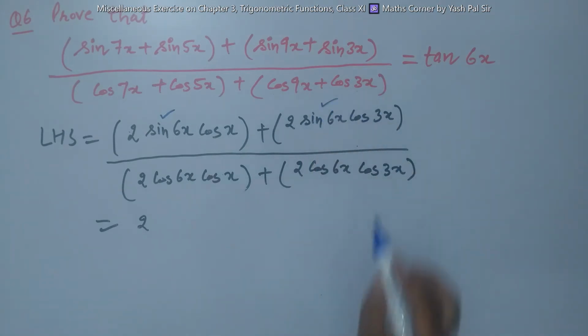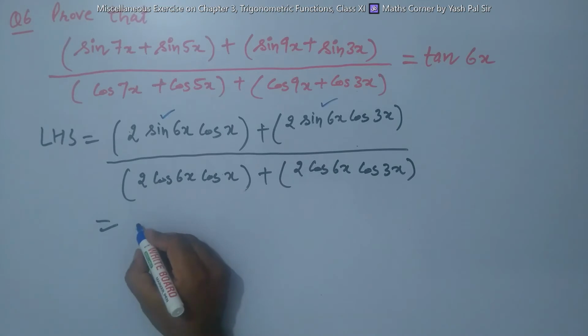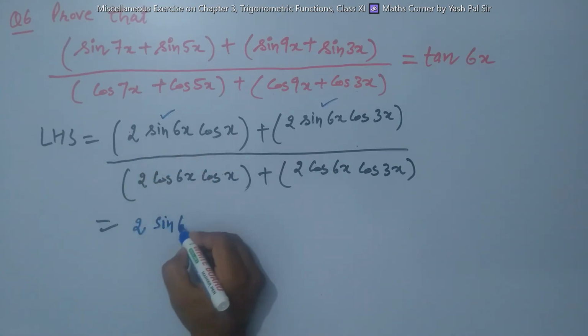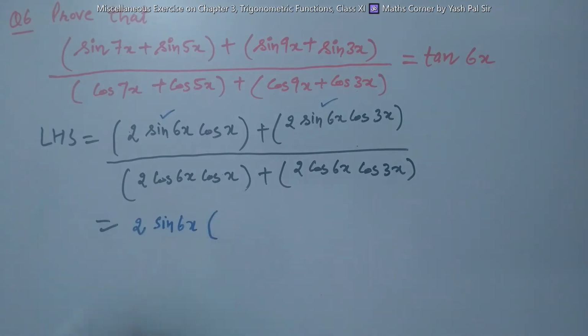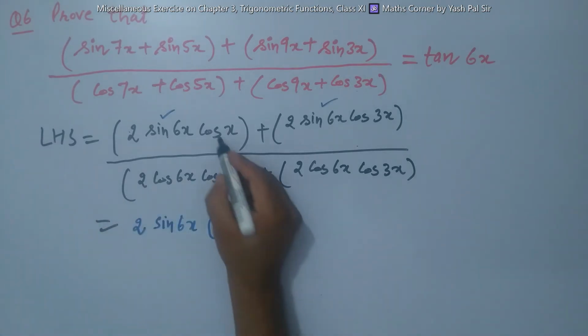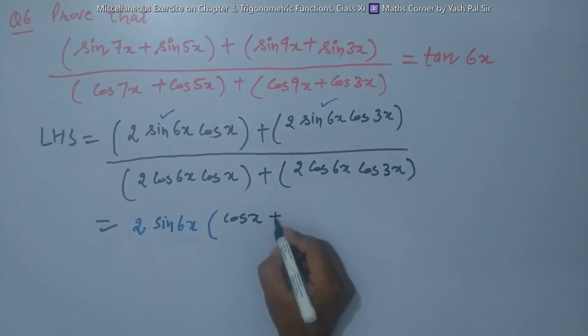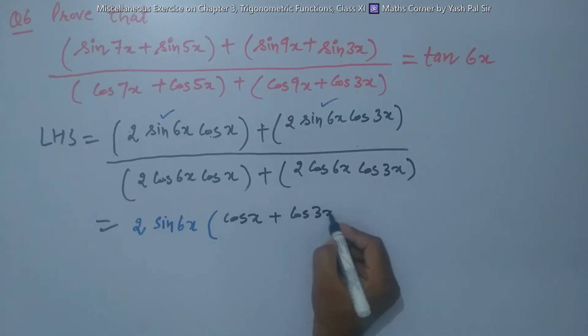So what we see now, we have 2 sin 6x. Sin 6x is common, so we write this common term outside. 2 into sin of 6x is written outside. So what is left inside the bracket? Cos of x plus cos of 3x.